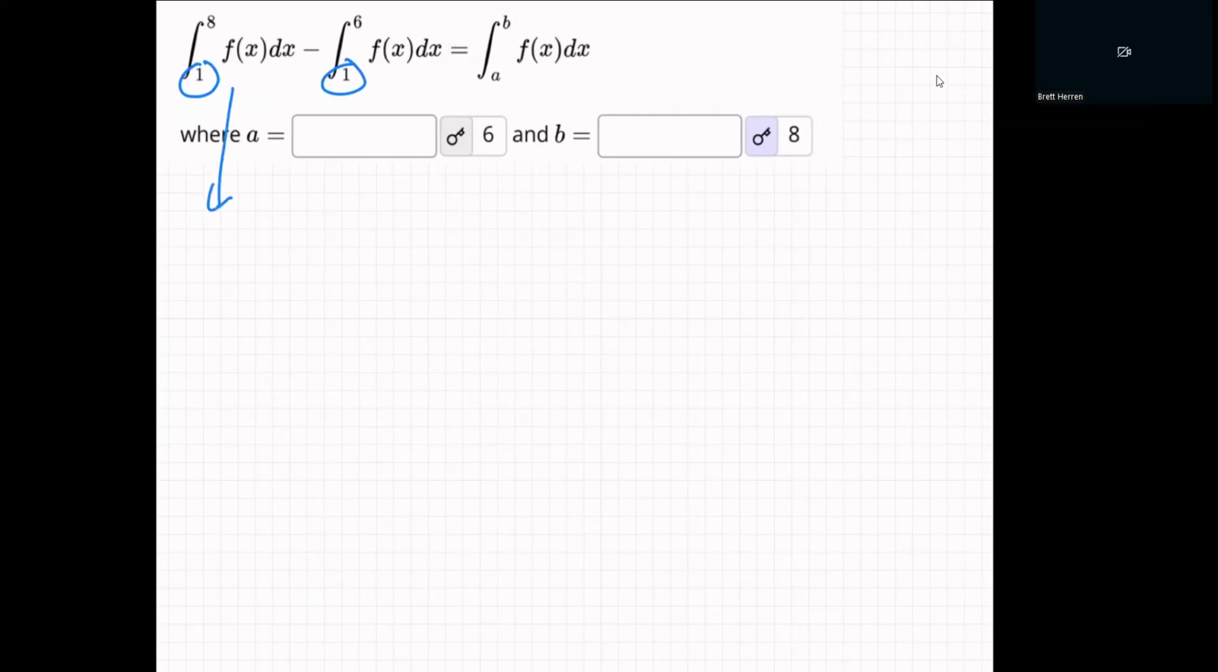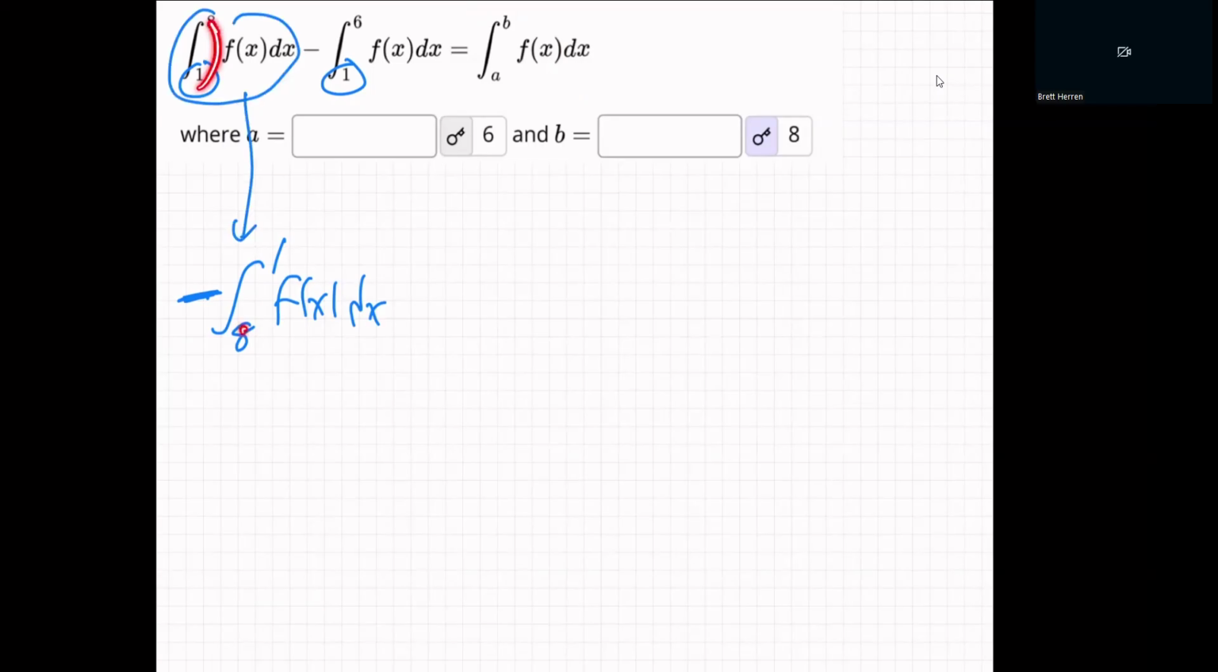So if I turn this around and instead make it the integral from 8 to 1 of f of x dx, it'll be negative, because whenever you turn it around, it changes the sign in front. So I basically took this and said, this is the same thing, right? I just switched the 1 and the 8.